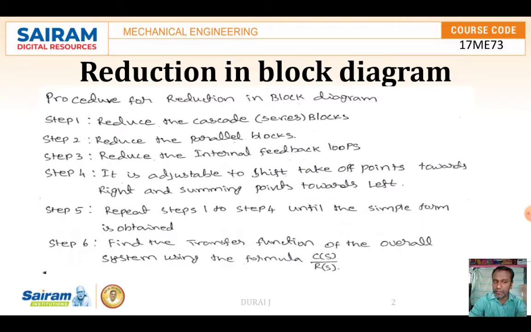Then comes the next thing: find the transfer function C of S by R of S. Based upon these rules we are going to solve some problems. As in the previous slides, for blocks in cascade we multiply the blocks, and for blocks in parallel we add. For the feedback manner, we apply the formula G of S by 1 plus or minus G of S into H of S, and reduce accordingly.